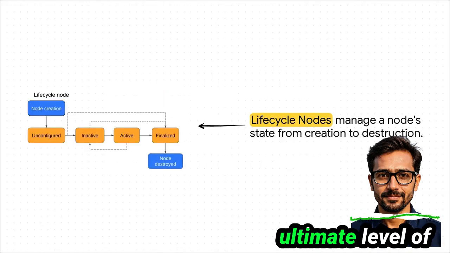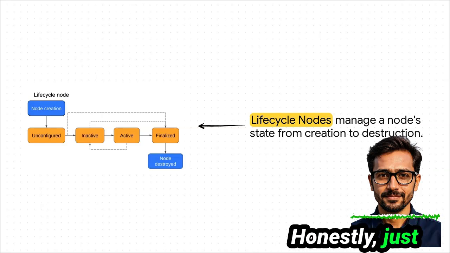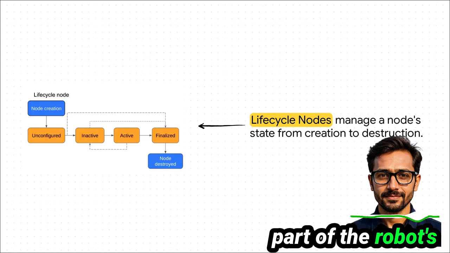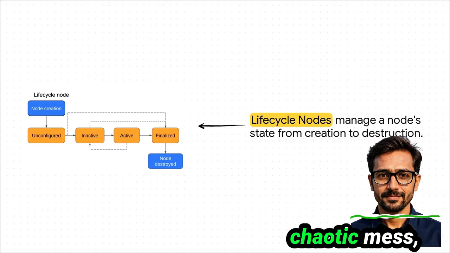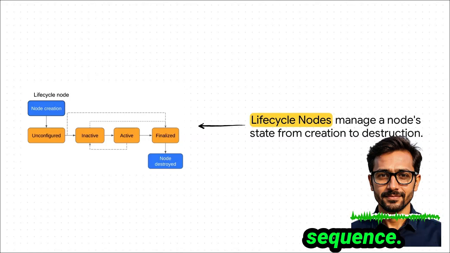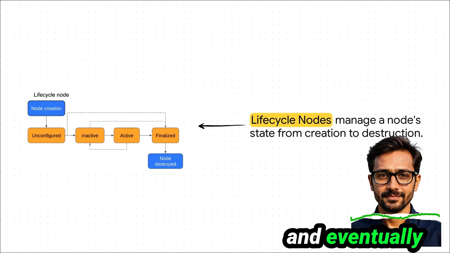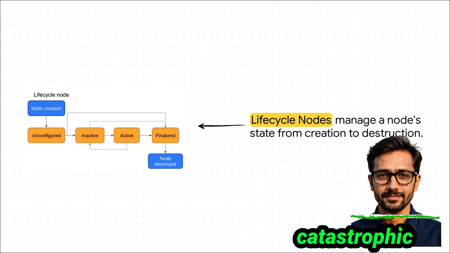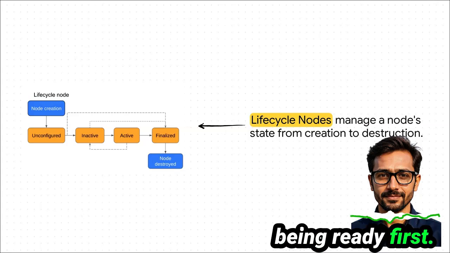And for the ultimate level of control, there are lifecycle nodes. Honestly, just think of this as a pre-flight checklist for every single part of the robot's brain. Instead of everything turning on at once in a chaotic mess, each component is brought online in a very controlled sequence. First it's configured, then it's activated, and eventually it's deactivated. This kind of orderly startup prevents catastrophic failures if one component depends on another one being ready first.